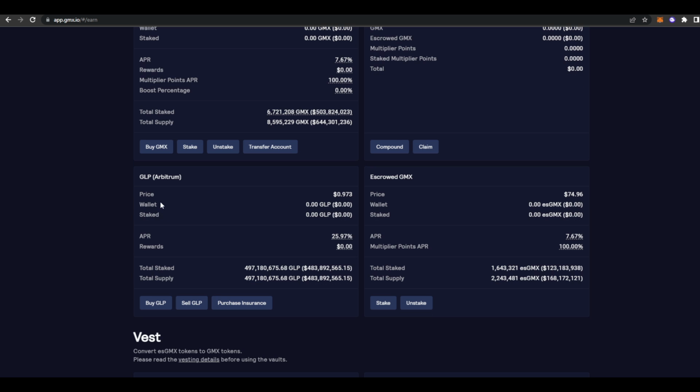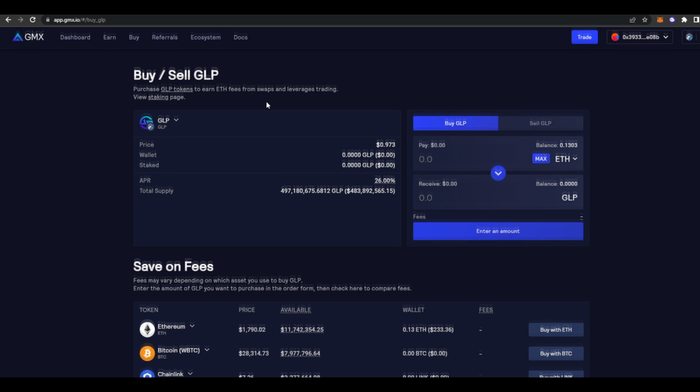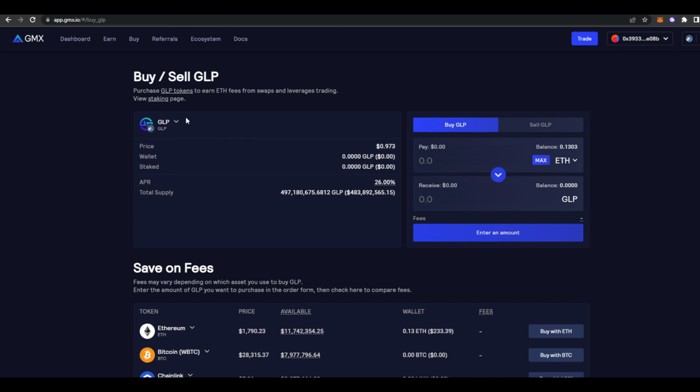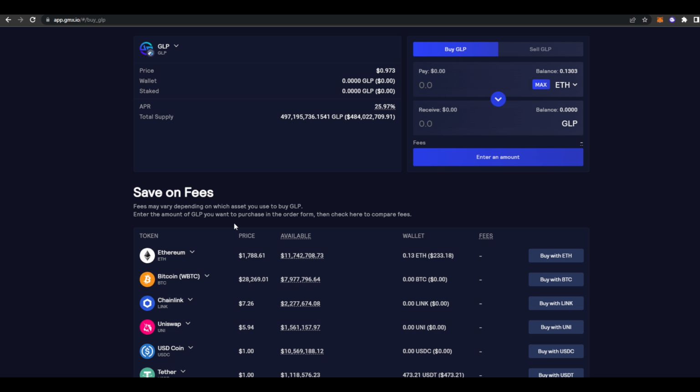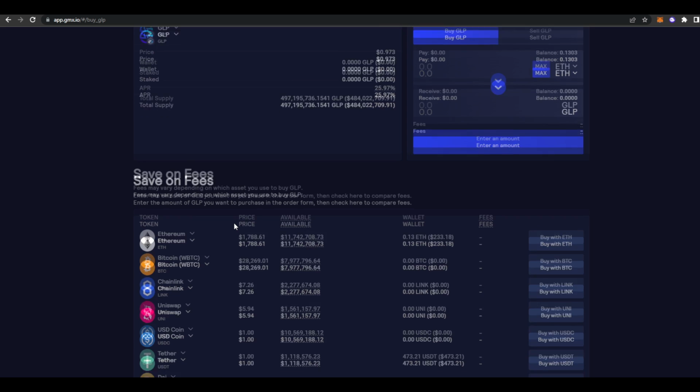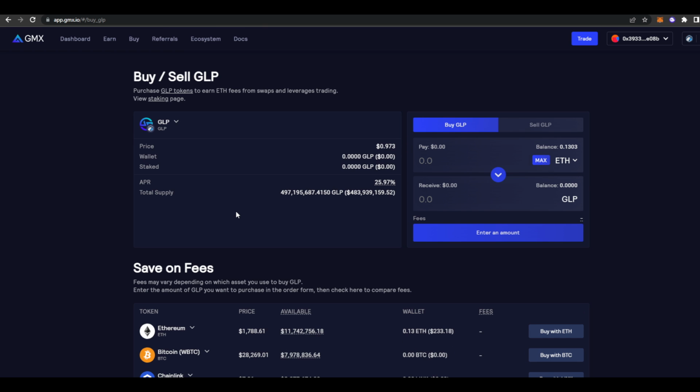Now we also have here GLP. So the way that GMX actually works is that people trade against the pool of assets, which is known as GLP. So this is the GMX liquidity provider token. So effectively what happens is that there is a basket of Ethereum, wrapped Bitcoin, Chainlink, Uniswap, and these 4 stablecoins that people trade against. And so the amount of open interest available on GMX is limited by how much of a certain asset is in the GLP that can be traded against at any one time.